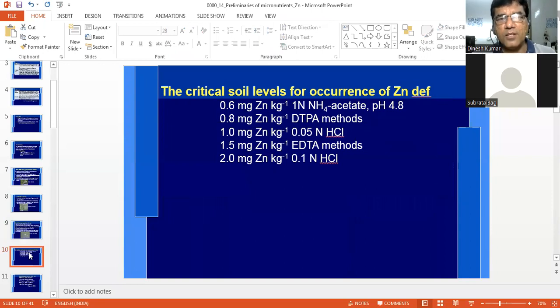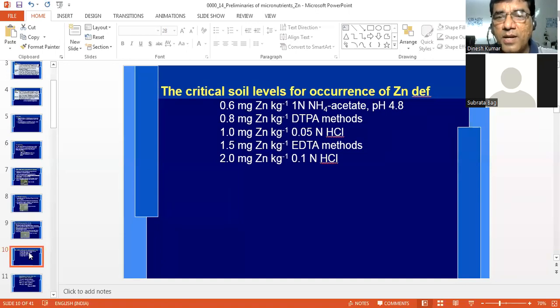Now you see the critical soil levels for occurrence of zinc deficiency. In the laboratory, there are many extractants used to extract zinc from the soil, and then it is estimated by atomic absorption spectrophotometry, AAS. The atomic absorption spectrophotometer is the machine used to measure or analyze zinc, iron, manganese, copper, and molybdenum.